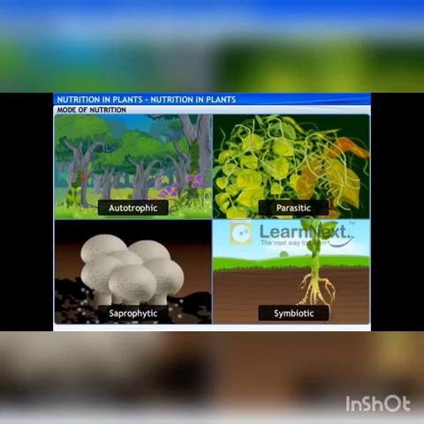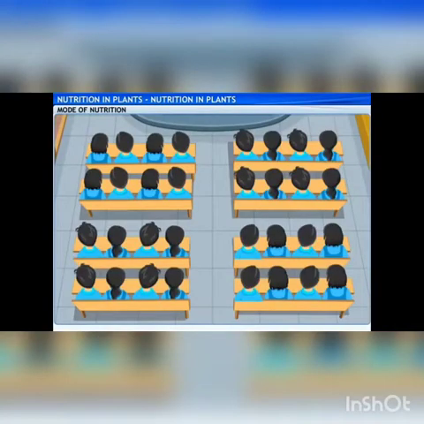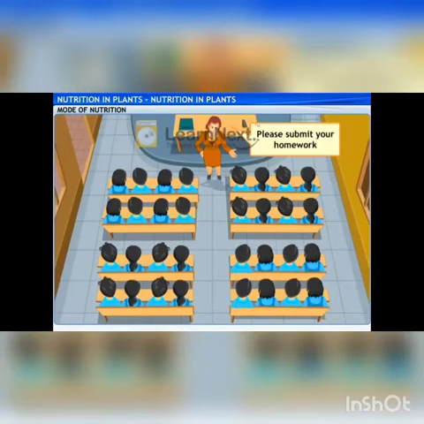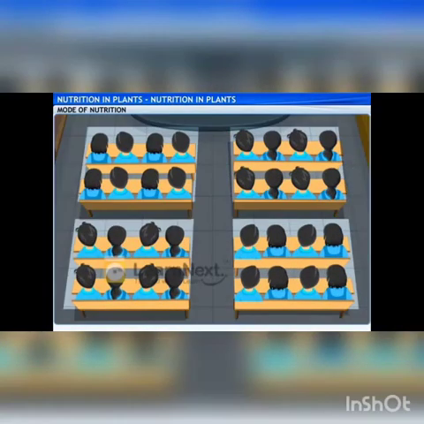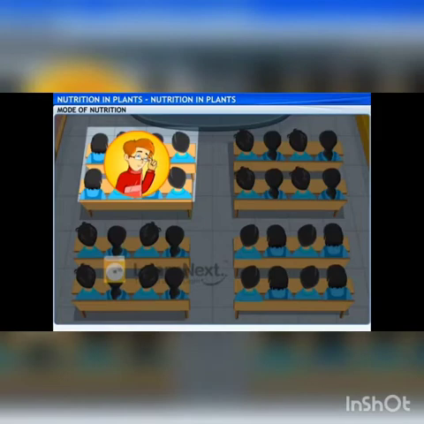To understand the various modes by which plants obtain their nutrition better, let's first take a look at your classroom. I used to hate it when teachers would ask me to show my homework. For some reason, this activity used to divide our class into 4 distinct groups. The first group consisted of those who used to do their homework on their own.